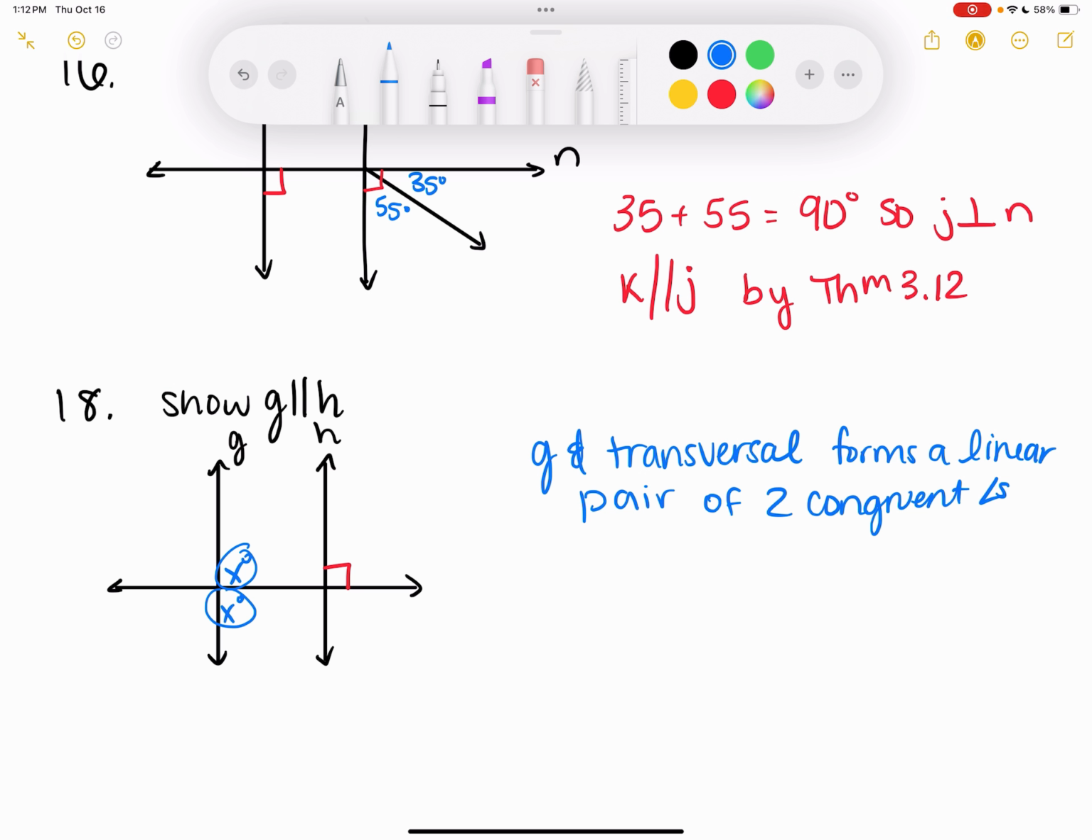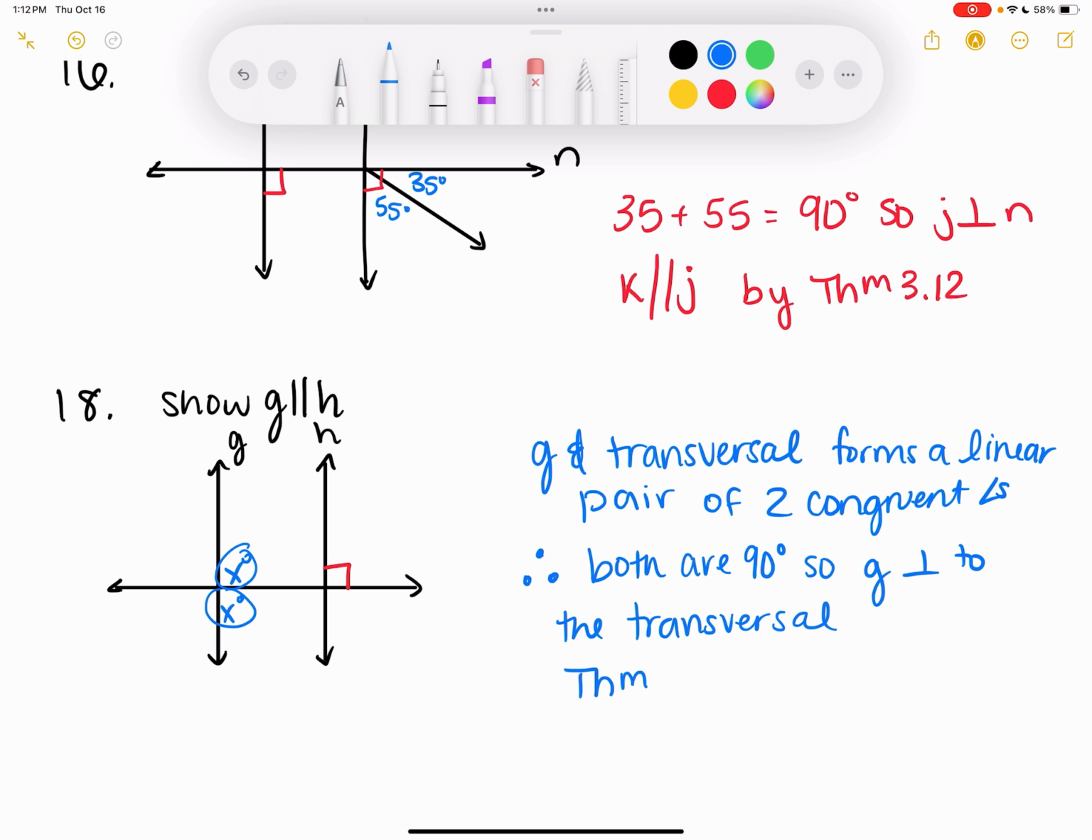Therefore, both are 90 degrees, which we already had said. So G is perpendicular to the transversal. And then, because that's true, theorem 3.12 says that G is parallel to H. So obviously that one had a little bit more to it. But we have to express those things in order to get to the final result.